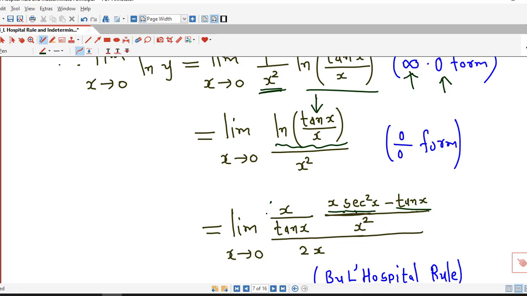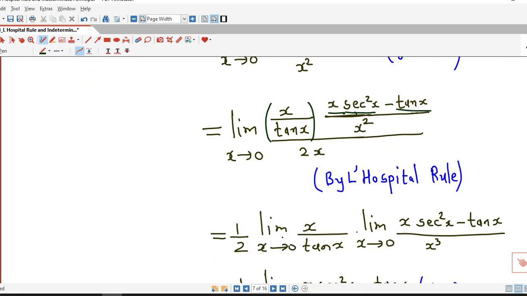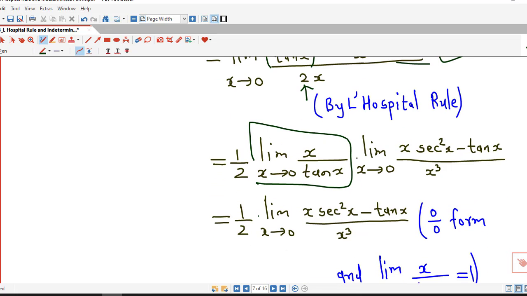Now here also we have a standard limit, so we can break this limit, and we have taken 1/2 outside, it is constant. So this limit is rewritten as a product of two limits, limit of x over tan x into limit of (x sec square x minus tan x) over x cube. Now the first limit is going to be 1, so we have 1 by 2 limit of (x sec square x minus tan x) over x cube.